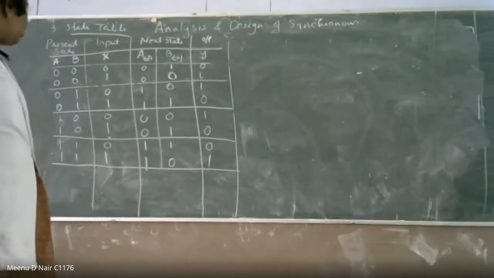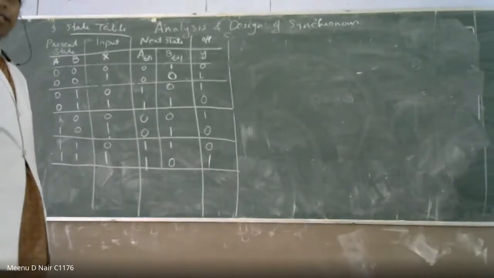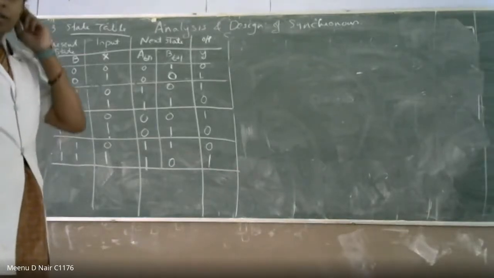0, 0, 0, 1, 1, 0 and 1, 1. Okay. These are the 4 states available. Is that okay? 4 states. Yeah, very good. So there are 4 states.